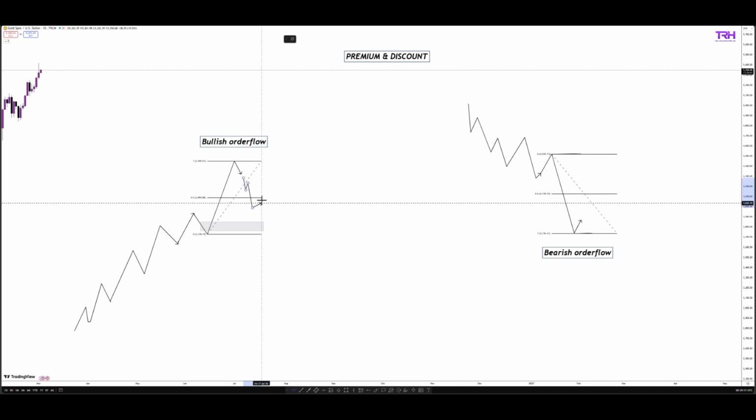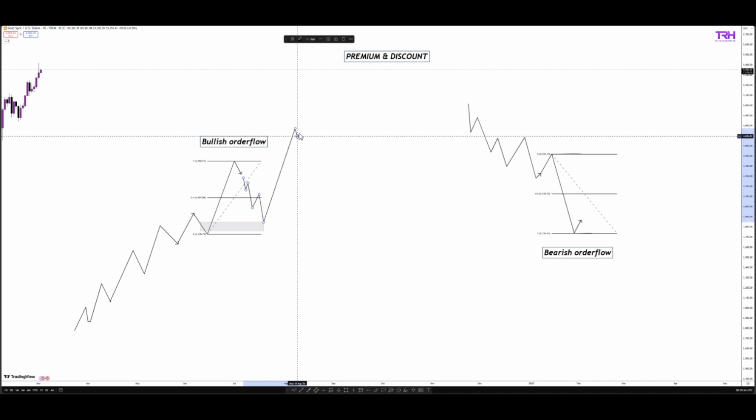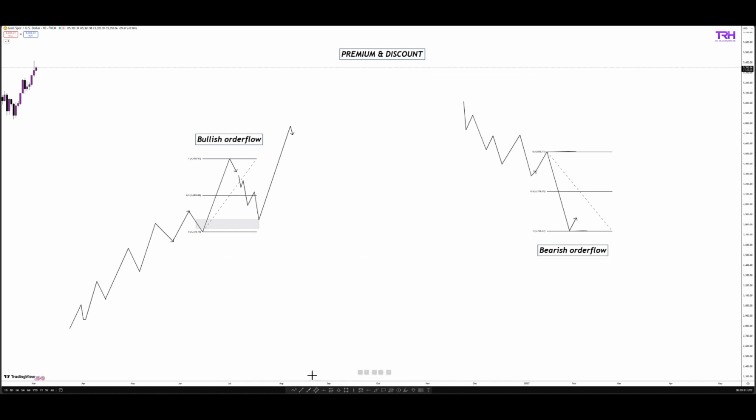You wait for price to come in there, tap into the zone, and buy off, giving us a new swing high and a new swing low, right? Same thing applies to the bearish market. Price will always leave behind a POI after every swing high, and in a bearish market, price will always leave behind a POI after every swing low. I hope you understand what I'm saying.